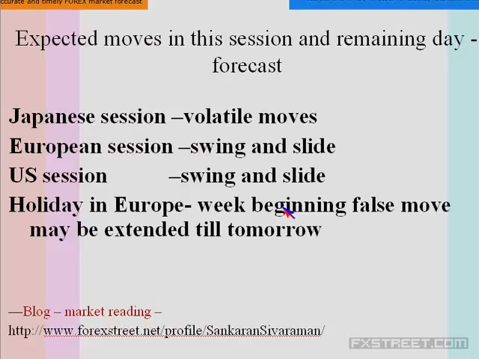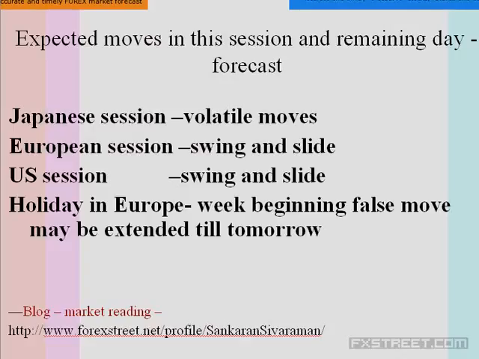It happens to be a holiday in Europe. It's a natural process, so the volume will get reduced. In that process, we will be able to ascertain by tomorrow what the week-beginning false move is. Then we can fine tune our forecast.